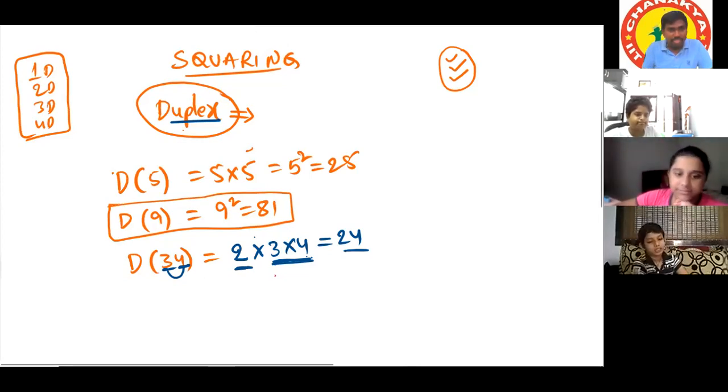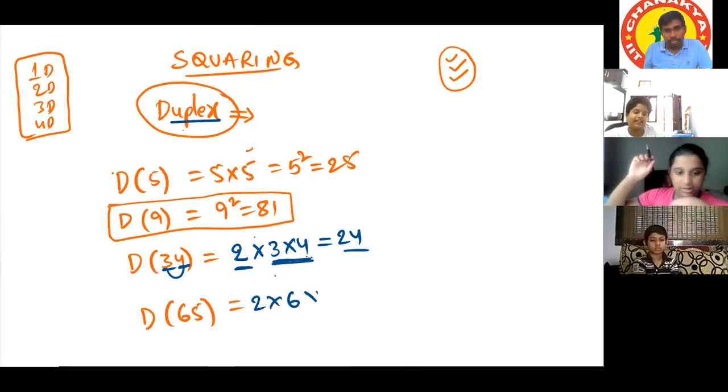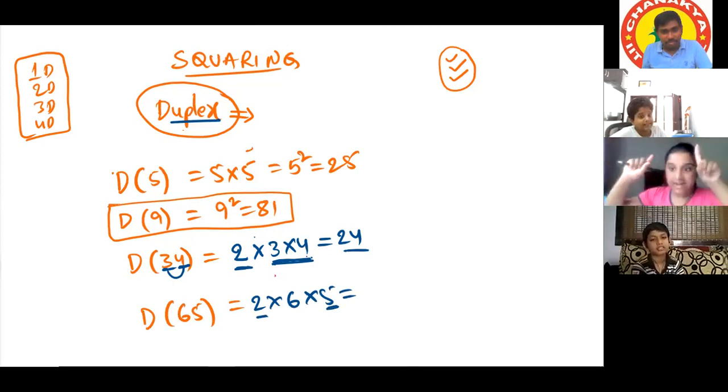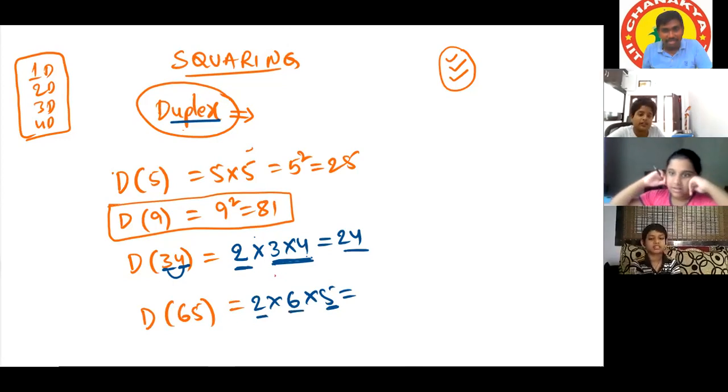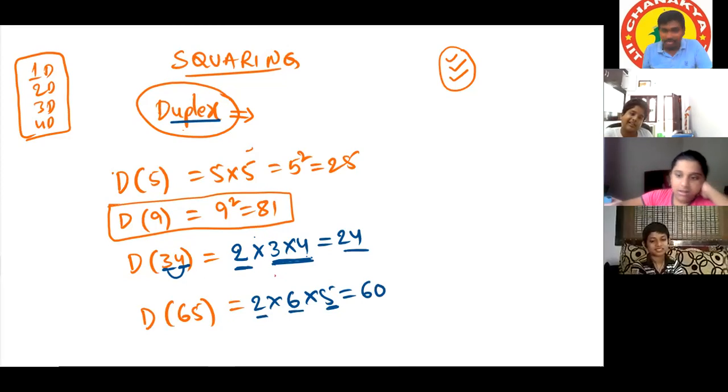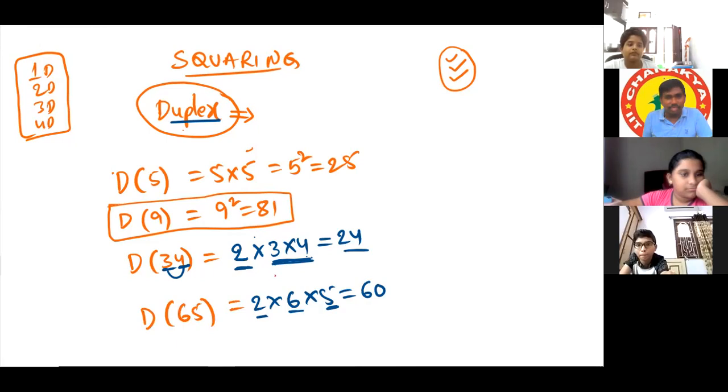Just tell me what is the duplex of 65? Sir, 2 into 6 into 5. It will be 70. No, sir, 60. 2 fives are 10, 10 sixes are 60. We can double it, 30 into 2. Any order is okay, but it is easy: 2 fives are 10, 10 sixes are 60.